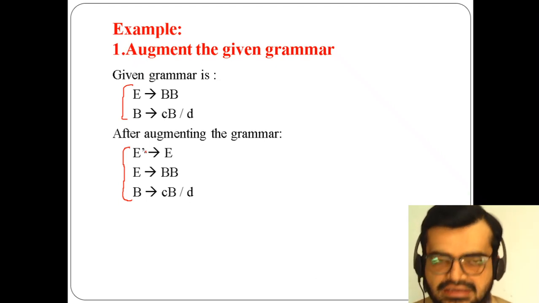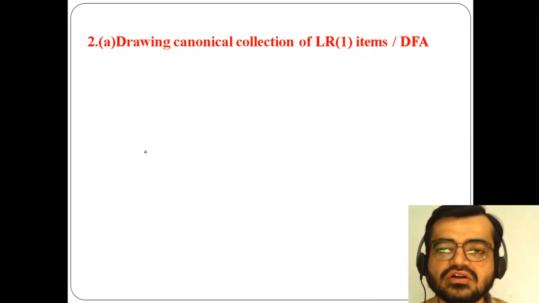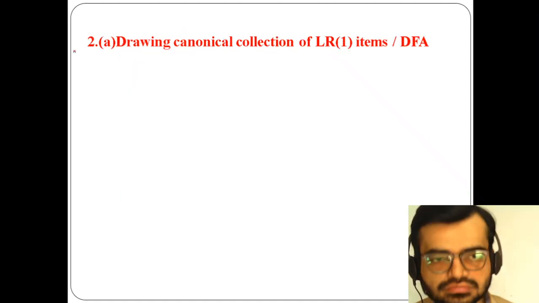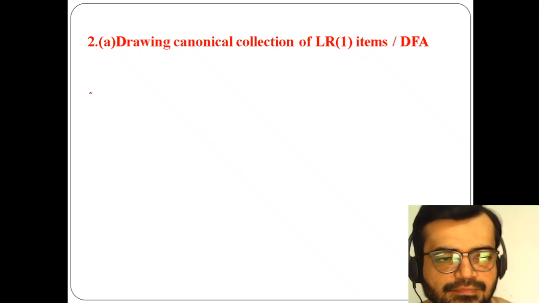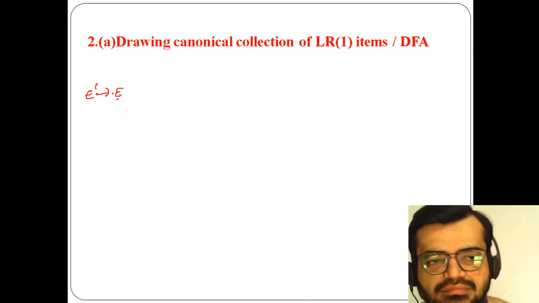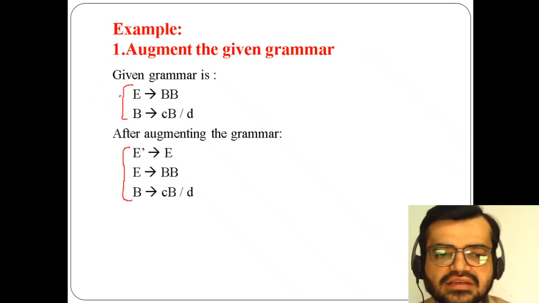Now the second step is we need to draw the canonical collection of LR(1) items. So here I have to take the same grammar. What is that? E dash goes to dot E. This dot E means this is the start symbol. So what will be the look ahead? Dollar, right? The next thing is E goes to BB.